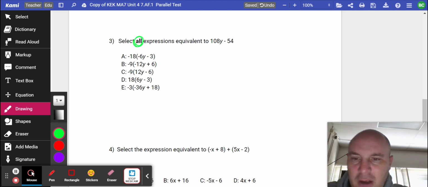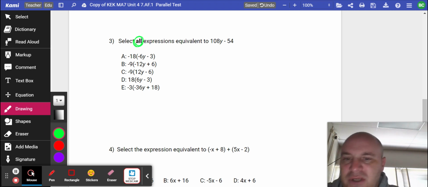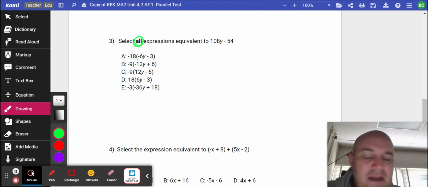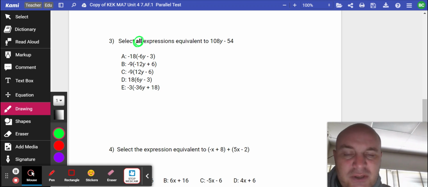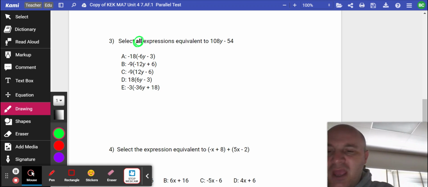We look at these and there are 5 of them, and they all have different ones. There are a lot of similar numbers and different signs, so each one is a little different. We have to test out all 5 to see if each is equivalent to 108y minus 54, and we do that using the distributive property.